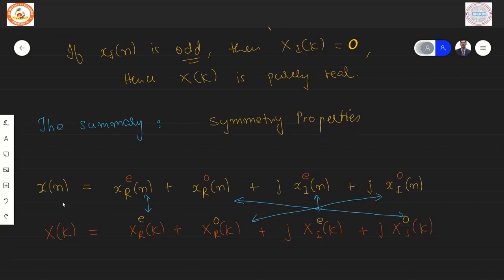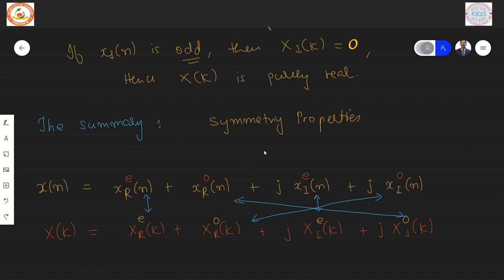First we express x of n as xr of n, which is the real part. In that we have even as well as odd, so two terms here. Similarly for imaginary we put the j, so xi of n stands for imaginary. In that also we have even and odd. Similarly for the DFT we can identify the even and odd part of the real term and the even and odd part of the imaginary term.